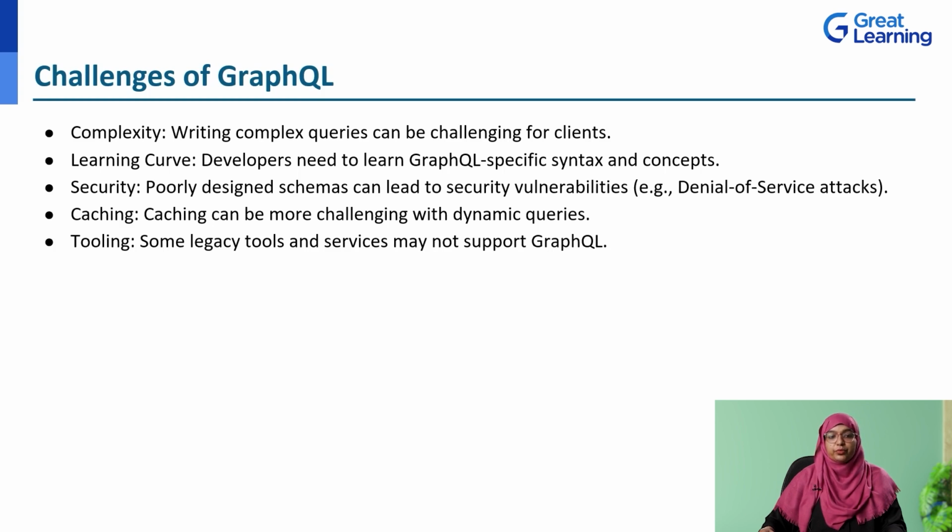And then security: poorly designed schemas can lead to security vulnerabilities, like denial of service attacks. And then caching can be more challenging with your dynamic queries. When you have dynamic queries, caching becomes a great challenge to face. And then you have your tooling. Some legacy tools and services may not support your GraphQL. If you want to incorporate some add-ons or tools, GraphQL might not support those services. Now coming to creating a GraphQL schema.